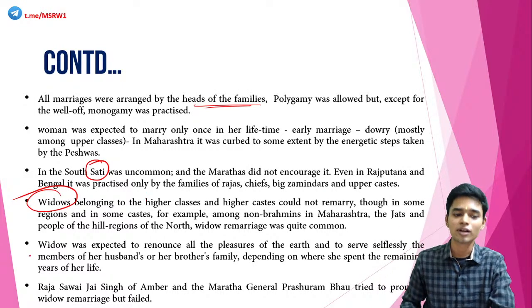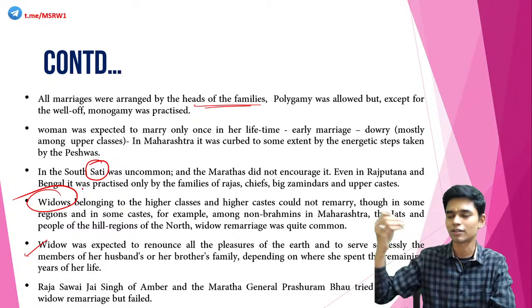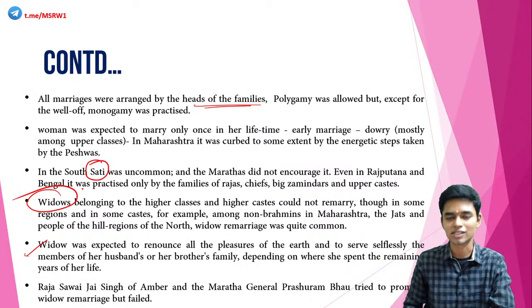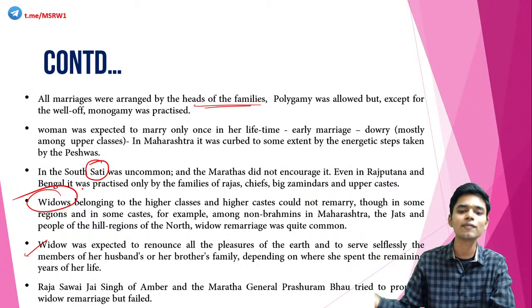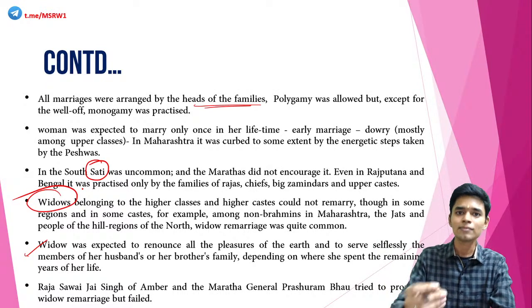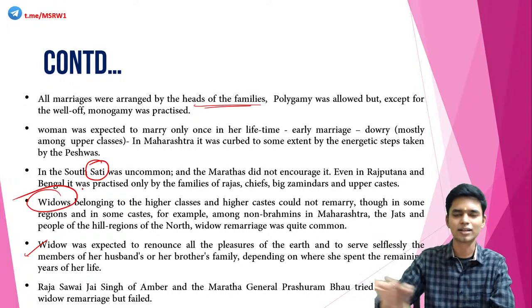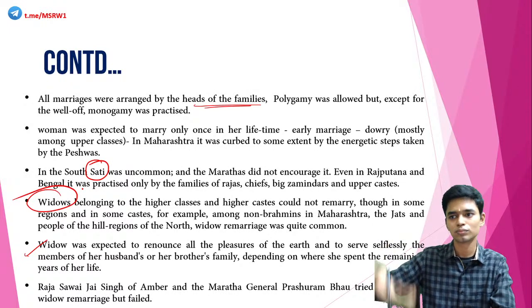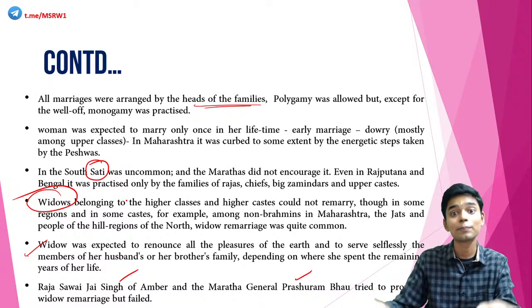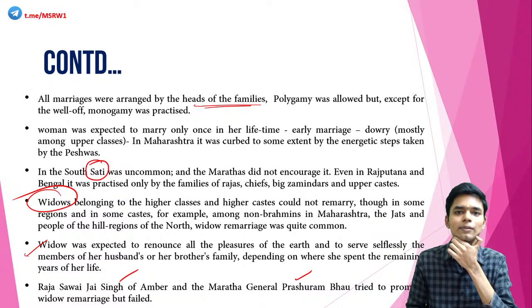Widows were expected to renounce all worldly pleasures. They were not expected to go to festivities or celebrations. They could not take part in festivals. They had to live a very austere life, serving the family of her husband or her brother. A miserable condition. Some people who were heartfelt on seeing the conditions of widows tried to do something about it. For example, Raja Jai Singh of Amber. Similarly, the Maratha general Parshuram Bhau. These people tried to uplift the condition of women in medieval society, but failed.